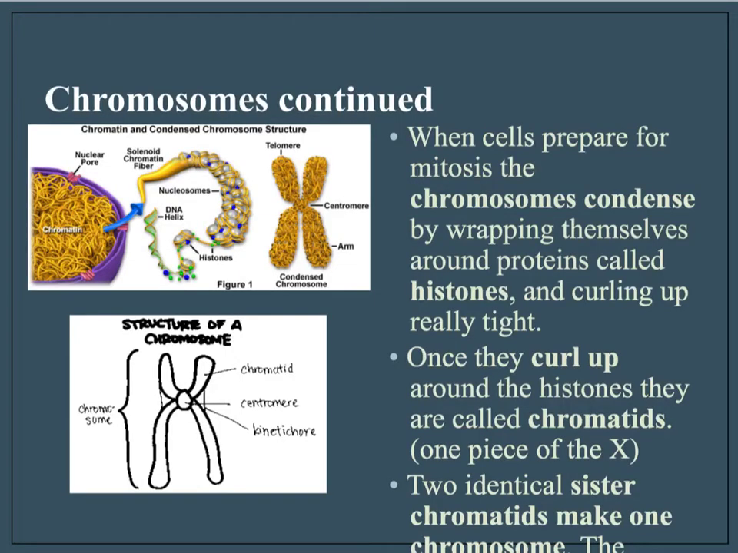Now, when the cells get ready for mitosis, the chromosomes are going to condense. If I'm going with the spaghetti thing, the noodles are going to pair up and become an X. They're also going to have a middle part called a centromere. I want you to notice this: just one piece of the X is called a chromatid. The centromere is the middle part. The whole entire thing is called a chromosome.